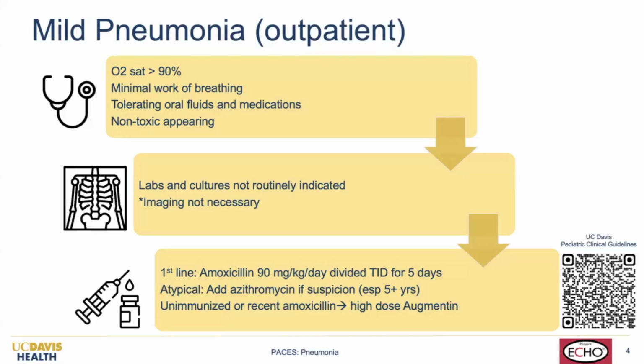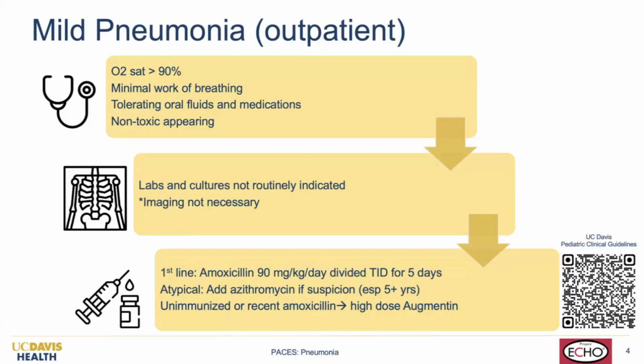And then we've really moved to a 5-day course, so that shortened course compared to what I did in training of 10 days and then marching it back to 7 days. And now we're pretty firmly at 5 days for treatment of routine outpatient pneumonias. There have been some good studies and some meta-analyses that have shown similar success rates between those different durations, and statistically significantly fewer adverse events in the kids who are getting the shorter courses compared to the longer courses.